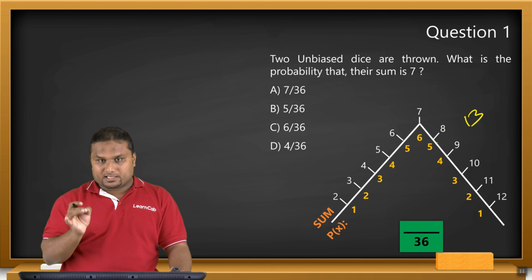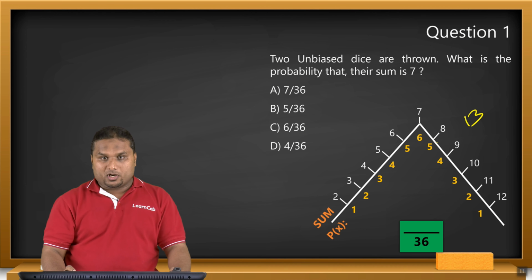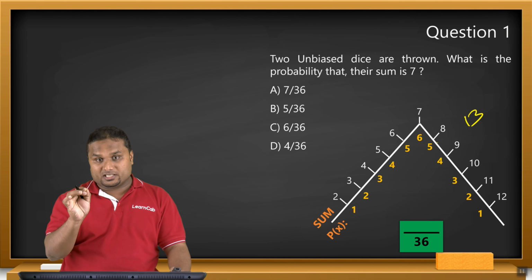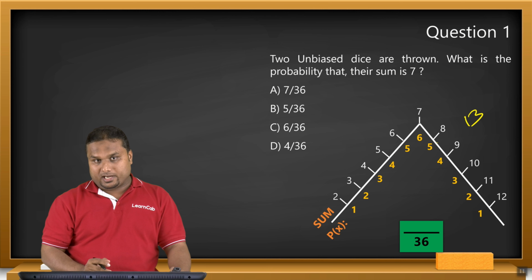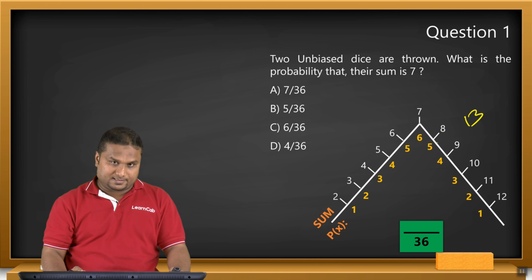In 2018 November, they asked a question. If two unbiased dice are rolled, what is the probability that their sum equals 9? The answer is a matter of a single second. That is 13 minus 9, it is 4 by 36. Okay, here the question is, what is the probability that their sum equals 7? Sum equal to 7, it is 6 by 36 is the answer.